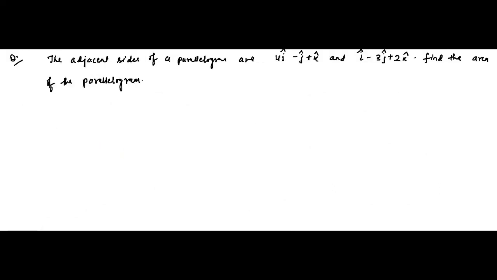So here is another question on the same concept. The adjacent sides of a parallelogram are represented by 4i cap minus j cap plus k cap and i cap minus 3j cap plus 2k cap, these two vectors. We have to find the area of the parallelogram. So again the same thing: the area of the parallelogram will be the magnitude of the cross product of the two vectors. Let us call this a vector, this b vector. Simply that will be ab sine theta. So first we have to determine the cross product, a vector cross b vector.